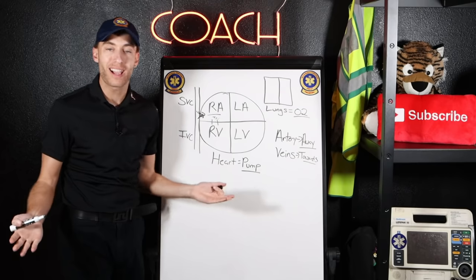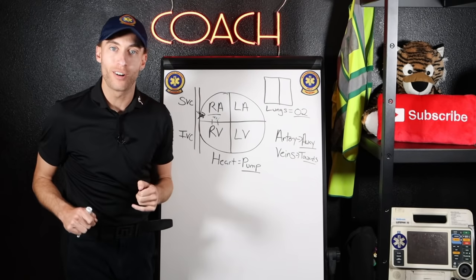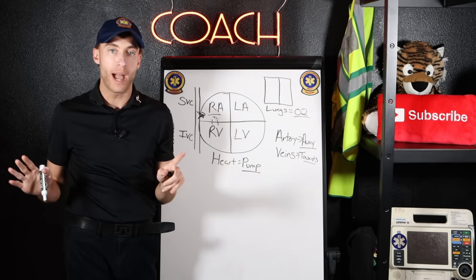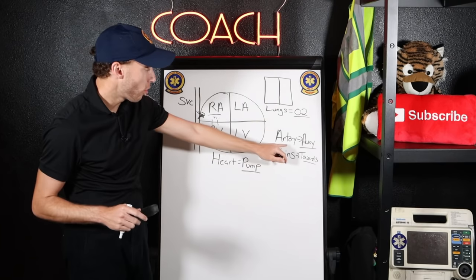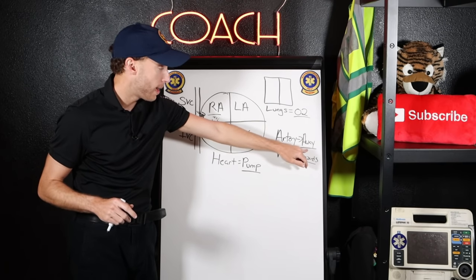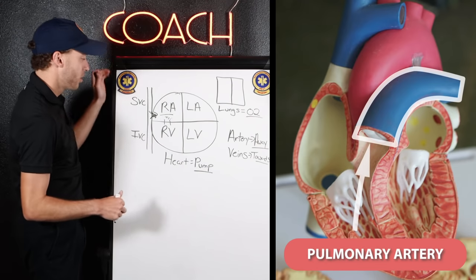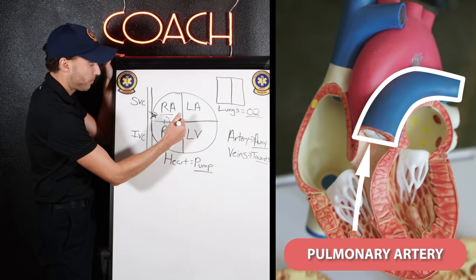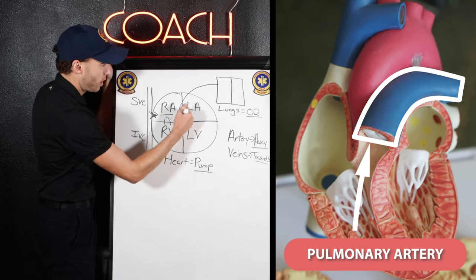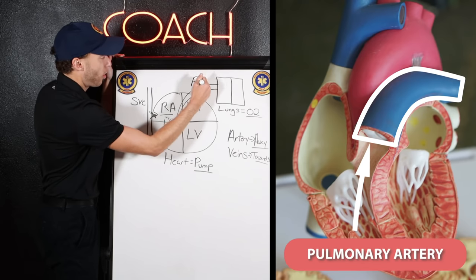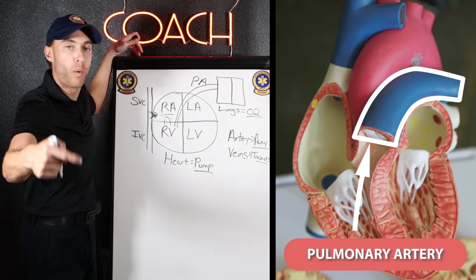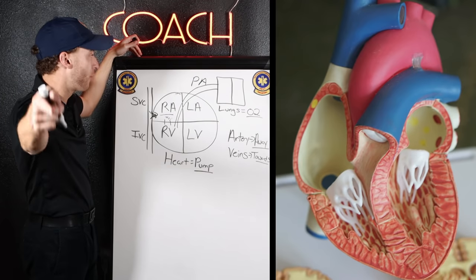Well, it's not here. I've got to go to the lungs. Right. But how are we going to do that? Well, I told you arteries go away. Pulmonary artery. Okay, so we take the blood flow, we go like this. Here we are, and there's your pulmonary artery, because arteries go away from the heart in heart blood flow.